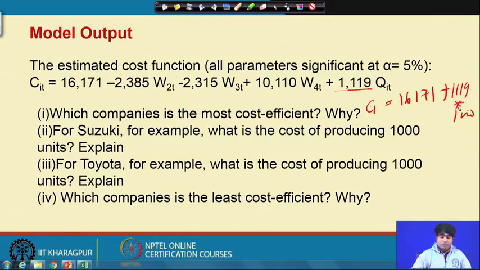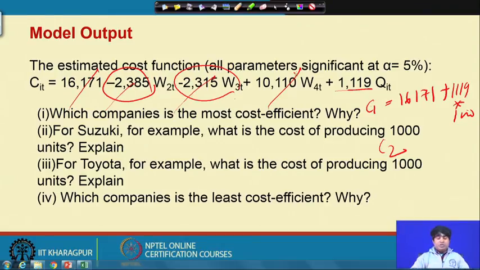So, this will be the first company's impact, and for the second company, this much, 2385, will be deducted, and in the case of company 3, 2315 will be deducted. As a result, the company which is more effective will definitely be this one, followed by this one, then this one, and then this one.